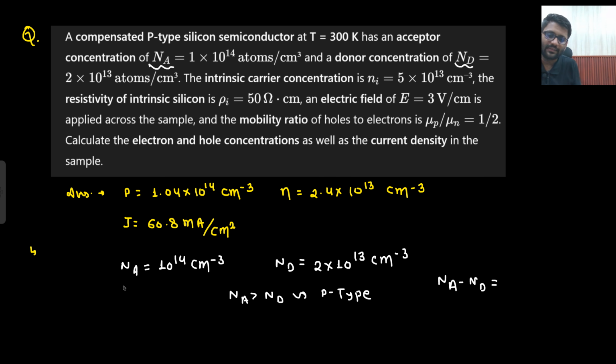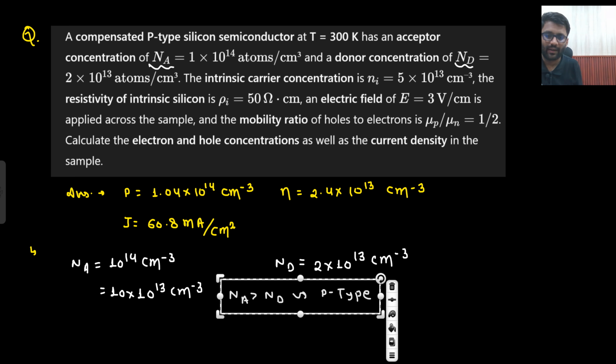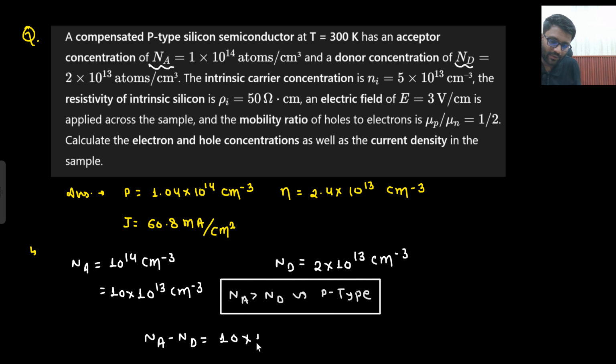So your Na is actually 10 into 10 to the power 13, right? So 2 into 10 to the power 13 is subtracted from 10 into 10 to the power 13. So what will be the answer? 10 minus 2 will be 8. I hope you are able to do this calculation. This is not tough. Na minus Nd, 10 into 10 to the power 13 minus 2 into 10 to the power 13. So 8 into 10 to the power 13 centimeter cube inverse.